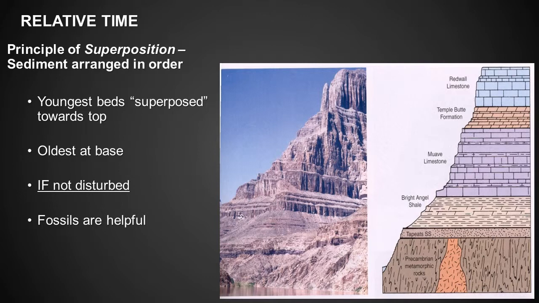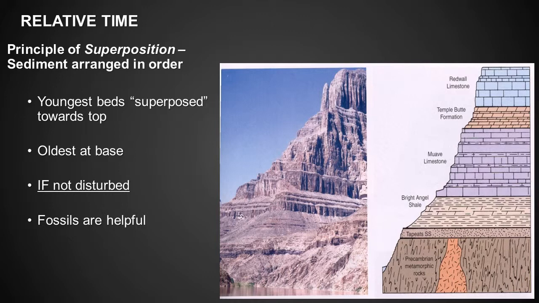The image and drawing shows the rocks in the Grand Canyon. These are used to illustrate the concept of relative time. One of the basic concepts of relative time is the principle of superposition. This concept dictates that the youngest beds or rock units are superposed towards the top and the oldest rocks are at the base, if not disturbed. Fossils are helpful to determine which is older based on the evolution of life through time.